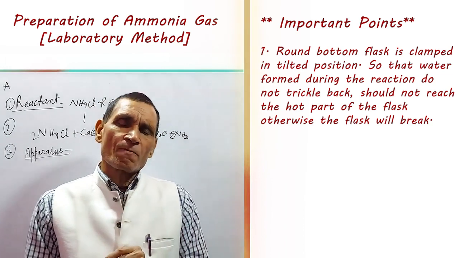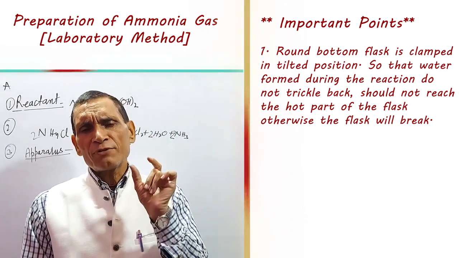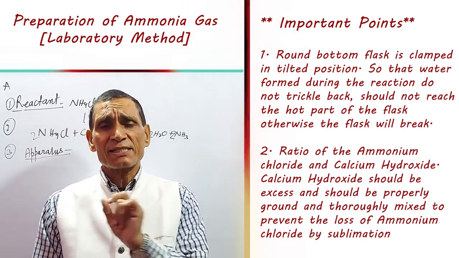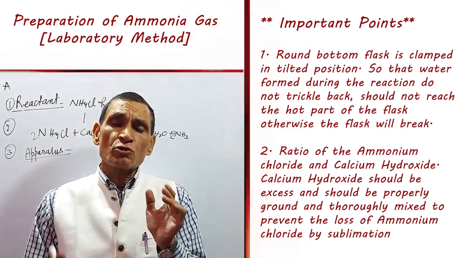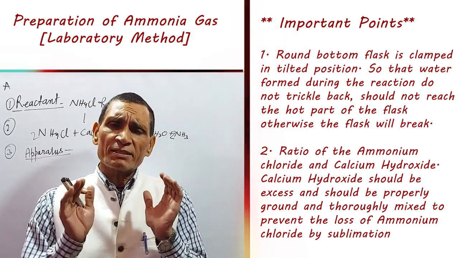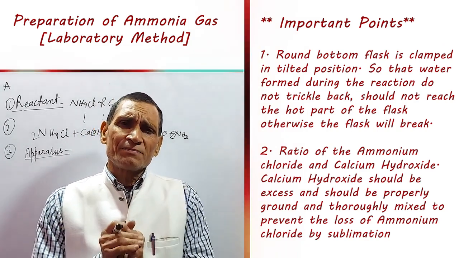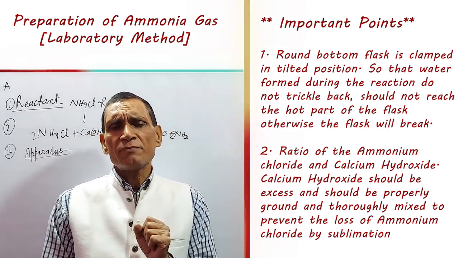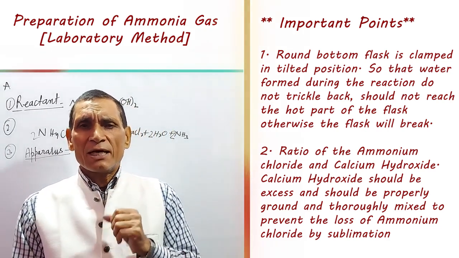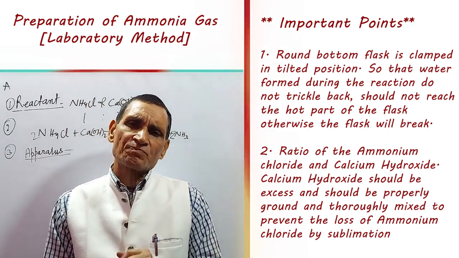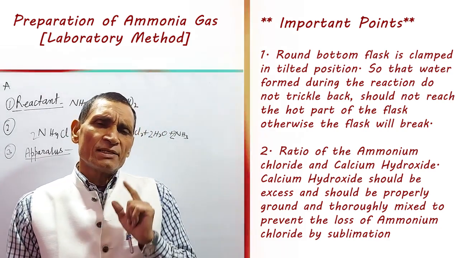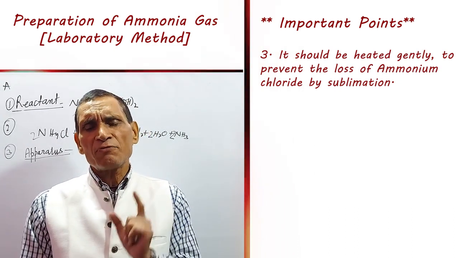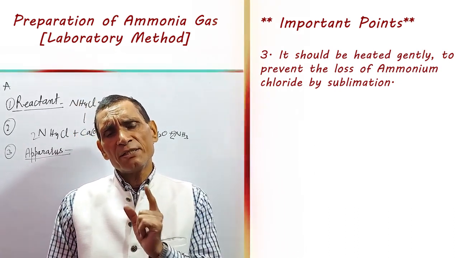Next point, remember the ratio of the ammonium chloride and calcium hydroxide. Calcium hydroxide should be in excess, and it should be finely ground and thoroughly mixed, in order to counteract the loss of ammonium chloride by sublimation. Next point, remember, heat it gently, not very strongly immediately. That will also prevent the loss of ammonium chloride by sublimation.